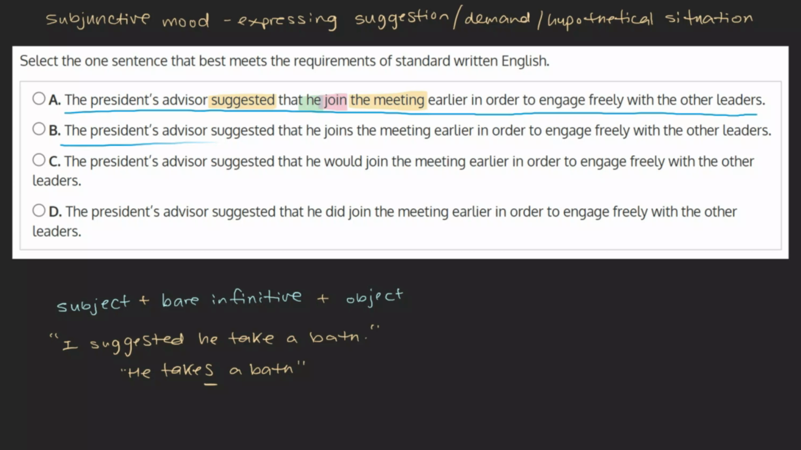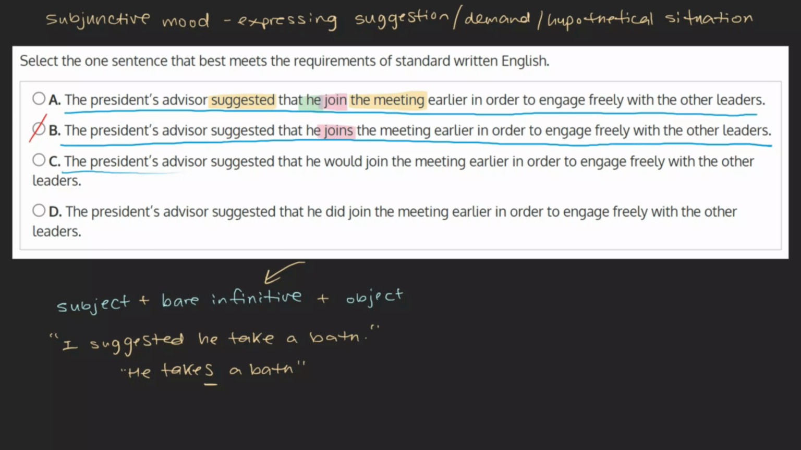B. The president's advisor suggested that he joins the meeting earlier in order to engage freely with the other leaders. This choice incorrectly adds an S to the end of the verb. Again, although usually this is correct when conjugating the third-person singular, when discussing the subjunctive mood, we simply use the bare infinitive. This choice can be marked as incorrect.